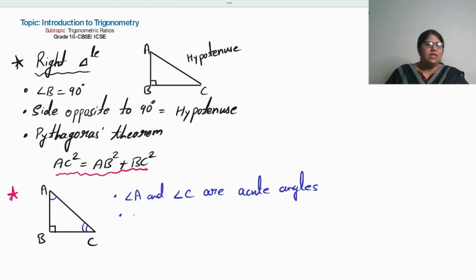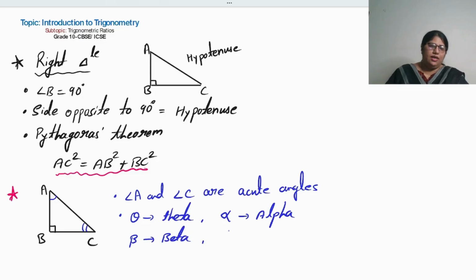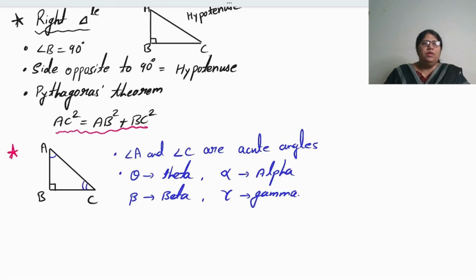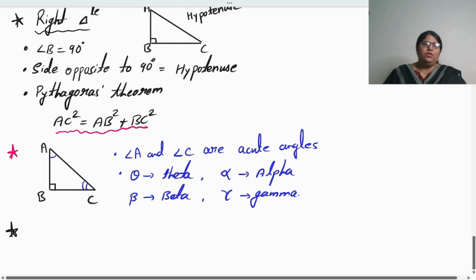Another thing you should know: for these angles, sometimes we take the variable as theta. This is a new word for you. This angle is taken as theta, or sometimes they take it as alpha, beta or gamma. All these are taken as variables, but in general we take theta. So if I mark angle A as theta or angle C as theta, we take the trigonometric ratio of only acute angles, correct?